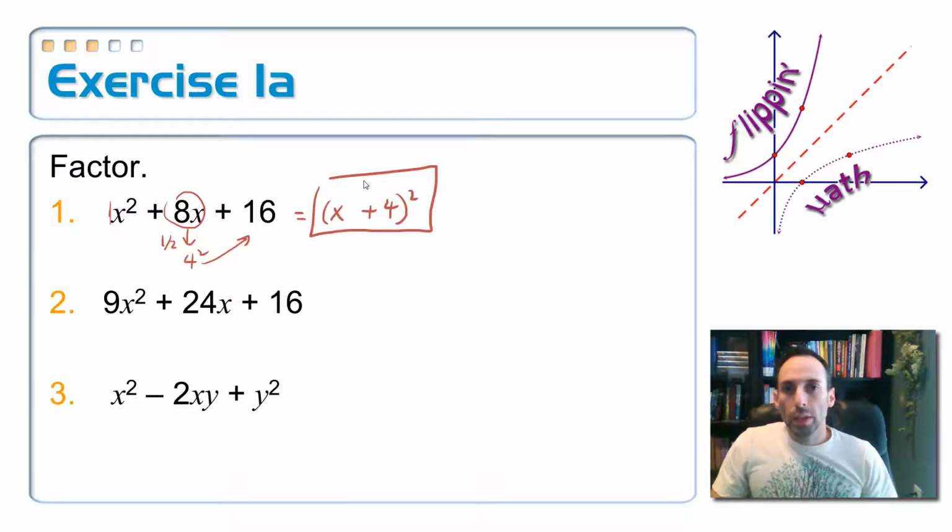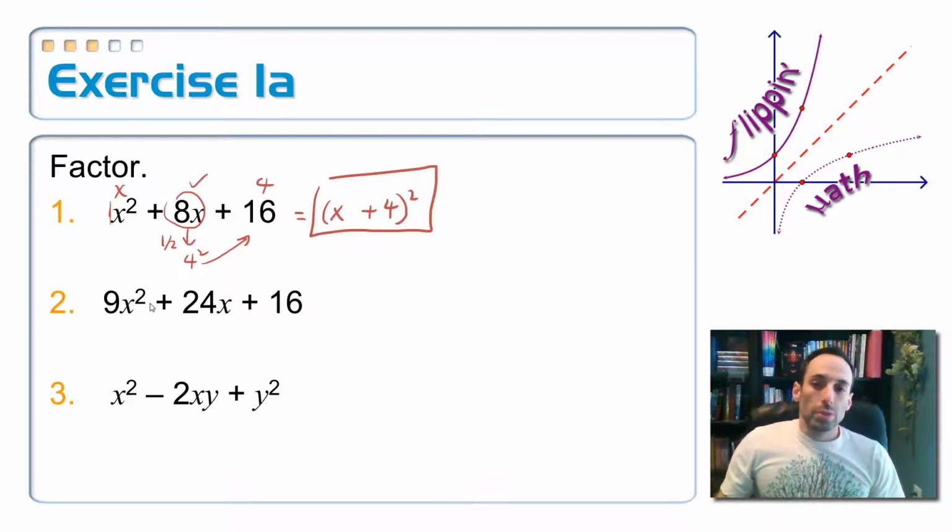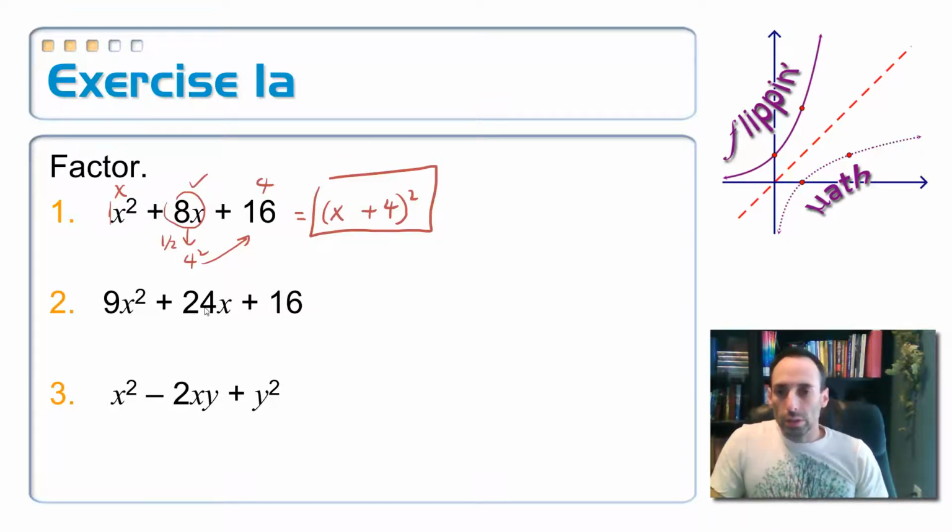Right? Okay. Or I could have done this. The square root of x squared is x. The square root of 16 is 4. 4 times x is 4x times 2 is 8x, and that matches the middle term. Okay. Now, number two, leading coefficient is not a 1, so I can't take that shortcut.